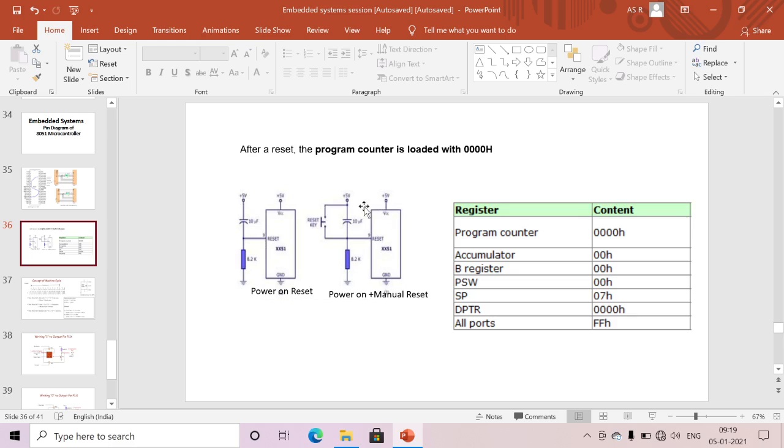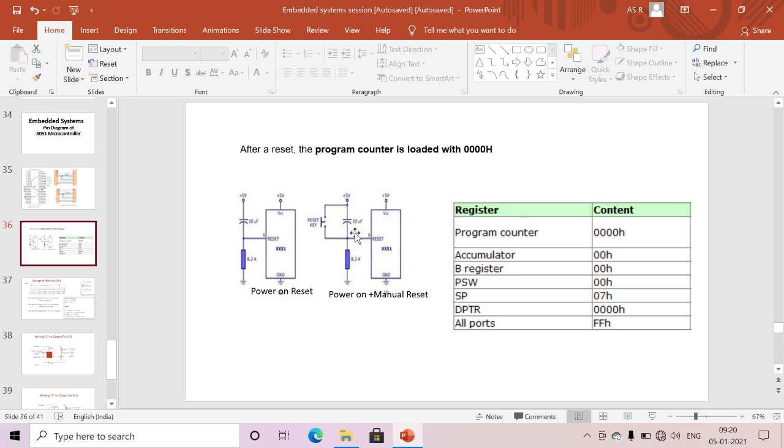If I want to use the manual reset, then I need to connect an external push button switch. For example, whenever my program counter is at 1000 H and my program is executing at 1000 H, I want to get back to 0, so I can give the manual reset. The resistor and capacitor are for the power on reset. If I want to do any manual reset, I can use this push button switch. Whenever we want, we can just press this push button switch. This is mainly the use of this power on reset circuit, and also the external switch for the manual reset.